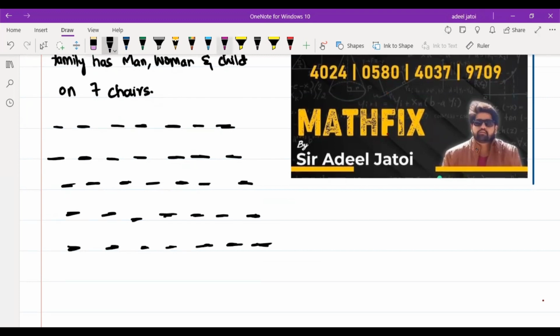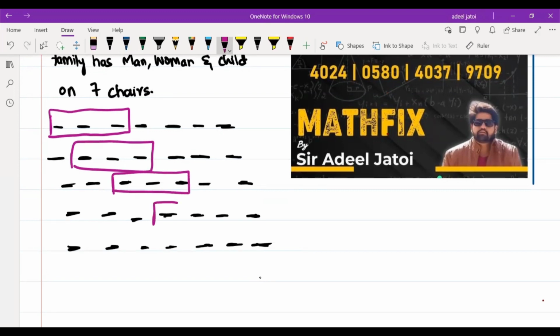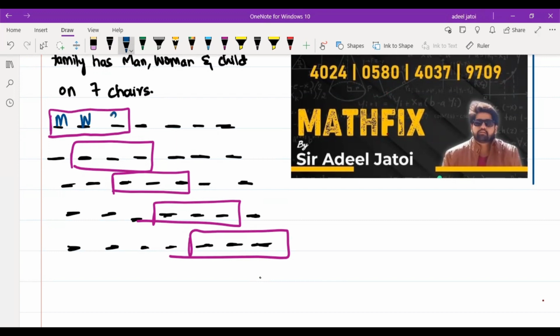I can place together. My together box can be here. Together box can be here. Together box can be here. Together box can be here. And together box can be here as well. That means I need to understand that the together box can have men, woman, child.